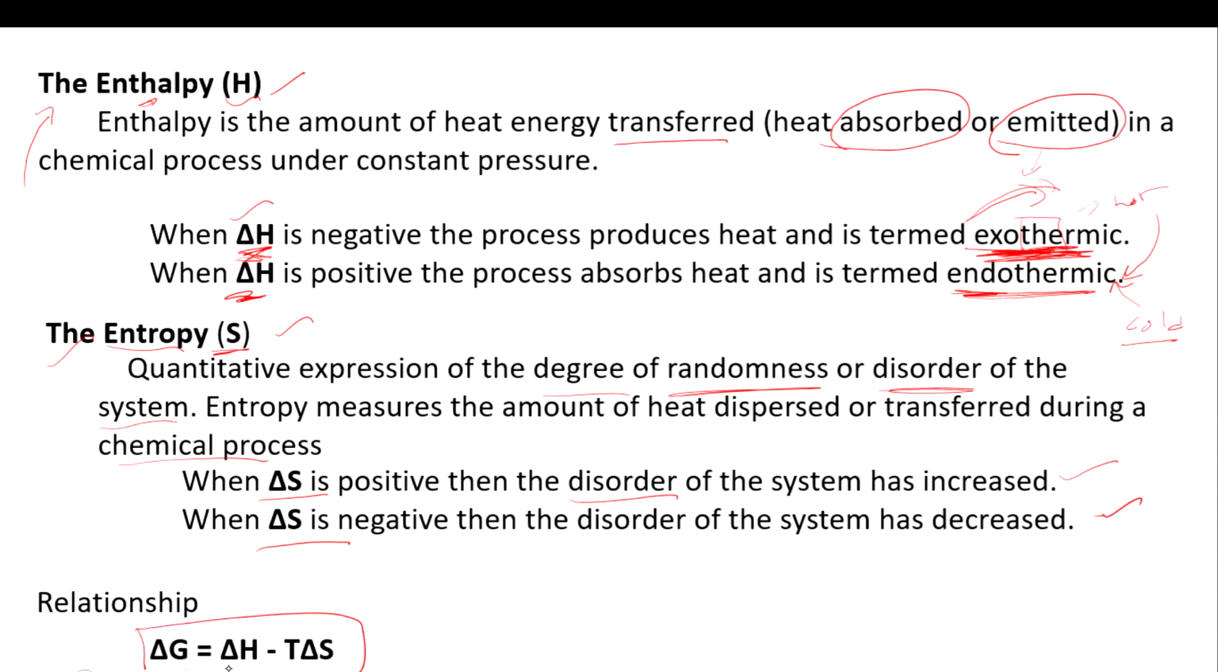Delta G is equal to delta H, the change of enthalpy, minus temperature times the change of entropy. This is nothing but the relationship between free energy, enthalpy and entropy with the temperature.